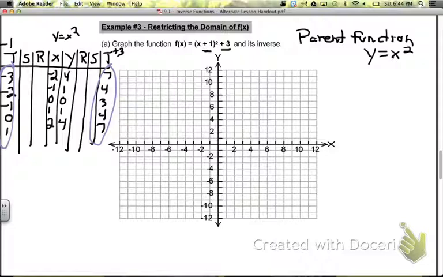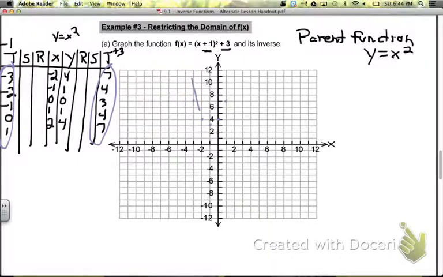function here. So our first one is negative 3, 7, so over 3 up 7. Next point is negative 2, 4, so over 2 up 4. Our next point is negative 1, 3, so over 1 to the left, up 3. Next one, 0, 4, so we don't need to move left or right at all, just up 4. And the last point here is going to be 1, 7, so 1 to the right, up 7.